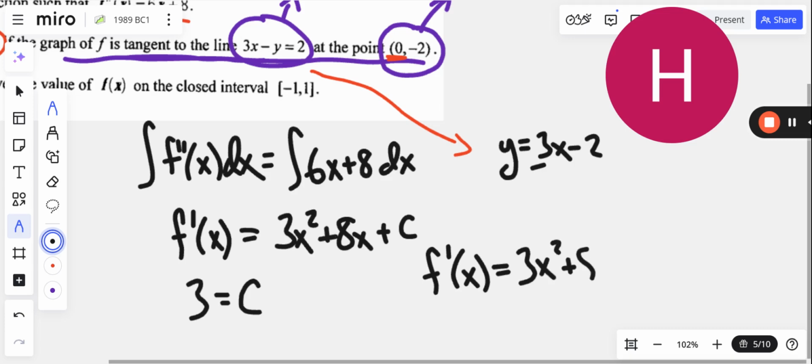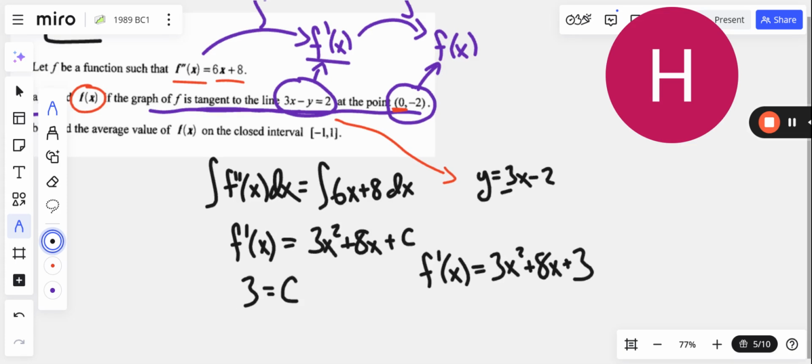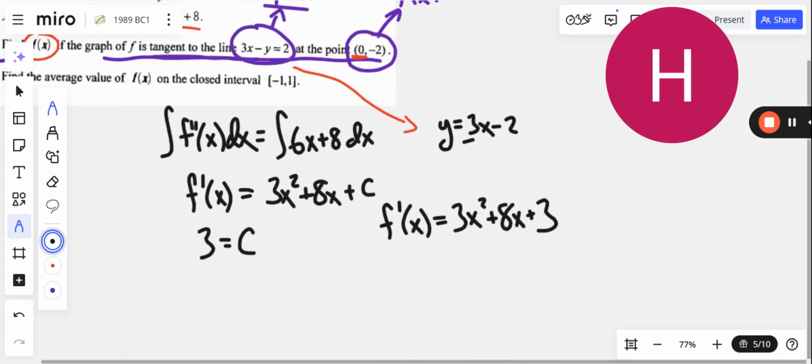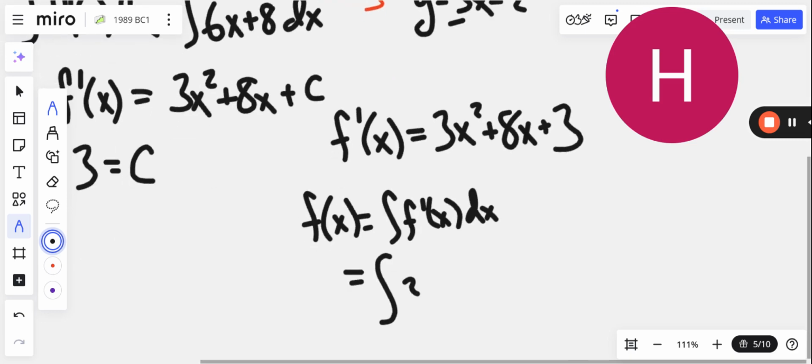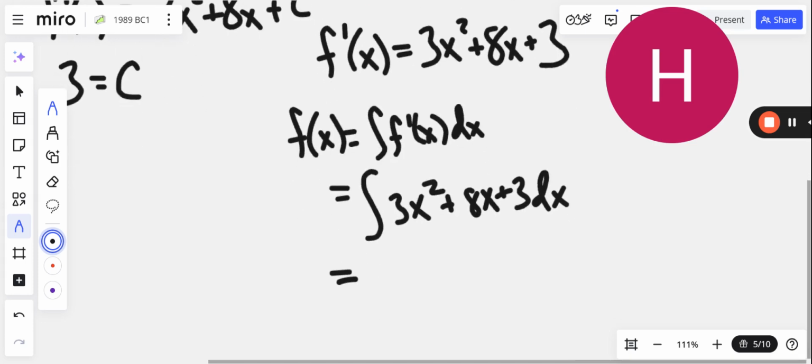And they've set us up really nicely with the coefficients of the polynomial. It's really easy to do the power rule. We have to do the antiderivative again to get f of x. So f of x is going to be the integral of f prime. So we have to take the antiderivative of 3x squared plus 8x. Isn't that just such nice coefficients, really nice for us to work with? Super easy. Raise the power, divide by the new power. You just get x cubed, nice and clean, plus 4x squared plus 3x.